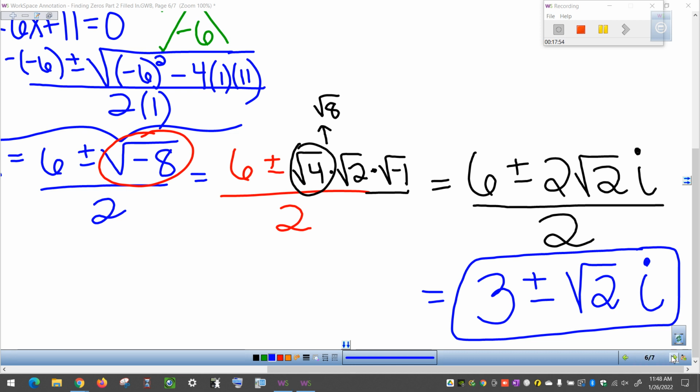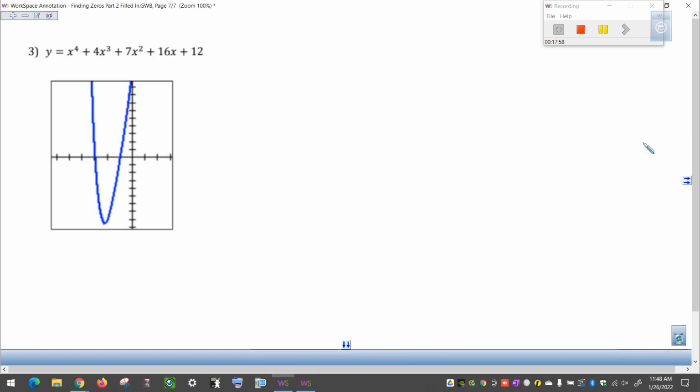All right, so we just have one last problem that we're going to take a look at. And this one is a little bit different. At the very start, notice how it is x to the 4th. And so this means that we're going to have 4 zeros that we're looking for. There's definitely no way that we can factor this. When you get to having 5 terms, there's not a regular factoring method that'll work.